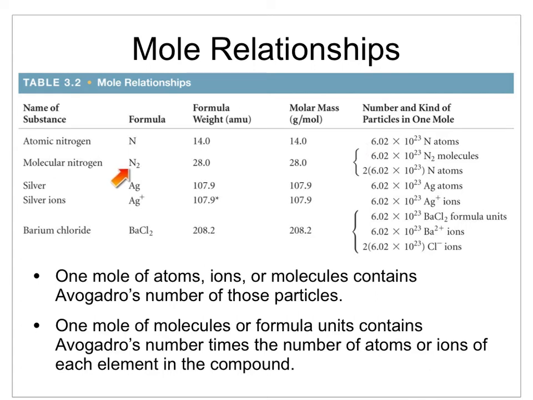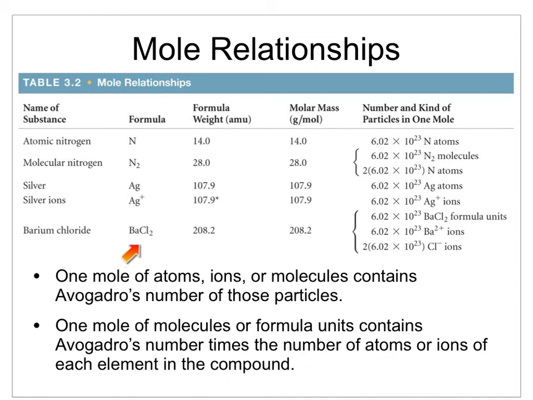However, if we have a mole of nitrogen gas, which is diatomic, its formula weight is 14 times 2, or 28 AMU, and its molar mass is then 28.0 grams per mole. Because nitrogen is diatomic, we can also say that this 1 mole of nitrogen gas contains 2 moles of nitrogen atoms, or 2 times 6.02 times 10 to the 23rd atoms of nitrogen. Similarly, a mole of barium chloride contains 1 mole of barium atoms and 2 moles of chloride ions.